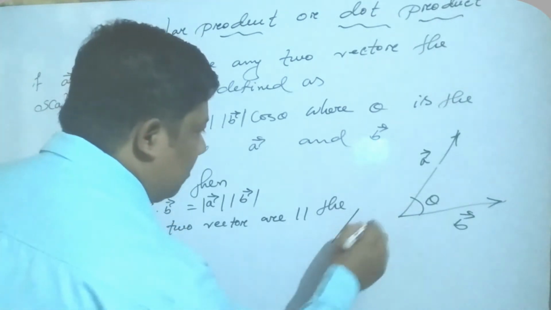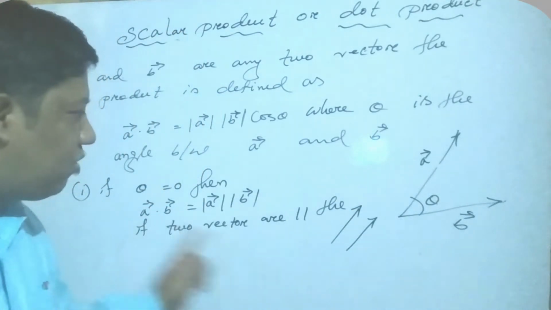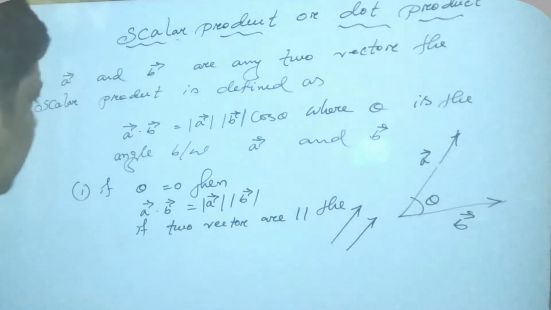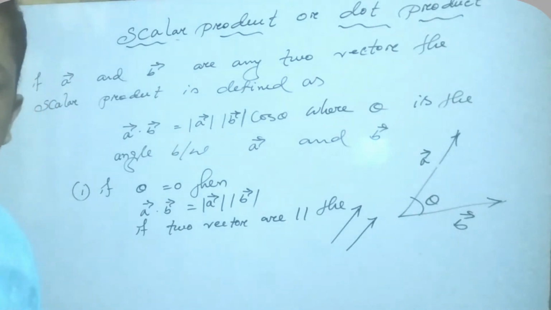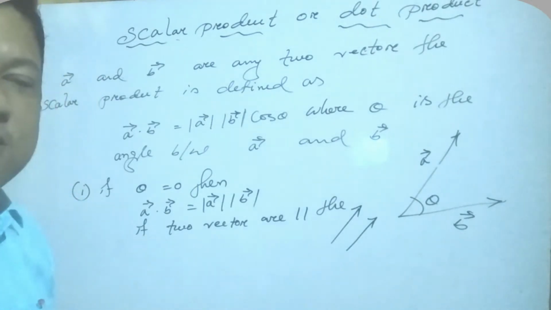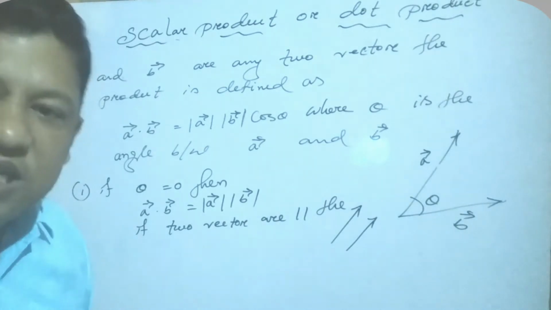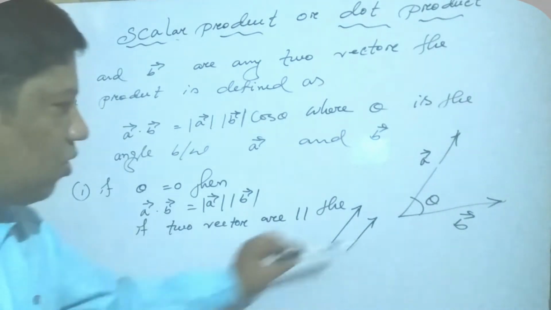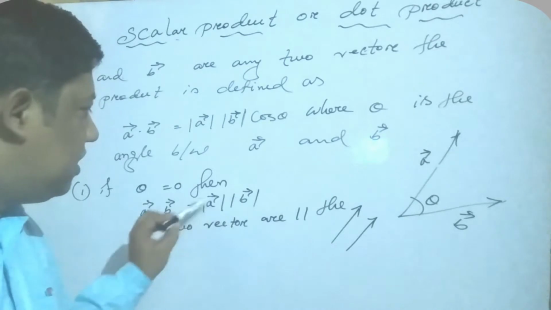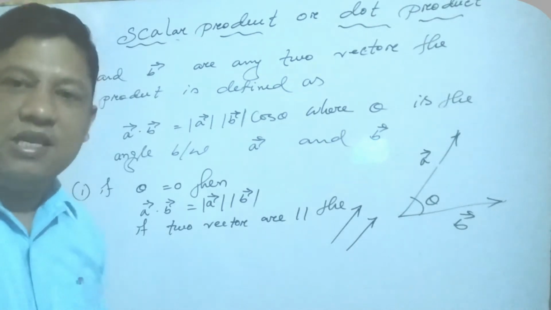Suppose these vectors are parallel, then you have to use this identity. A dot B equal to mod of A mod of B. If the two vectors are parallel, then this condition must be satisfied. Otherwise, it cannot be parallel. So, my students, it is a very important point. Suppose if you want to show that the two vectors are parallel or collinear, then you have to show that A dot B equal to mod of A mod of B. It is the condition for collinearity or parallel.